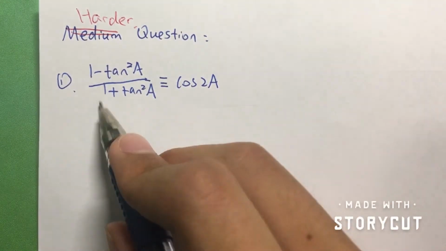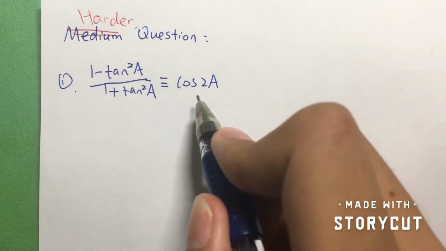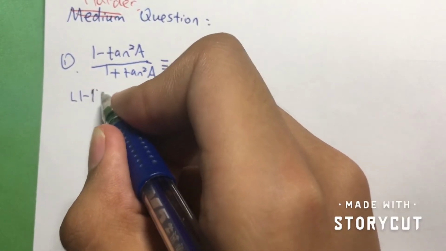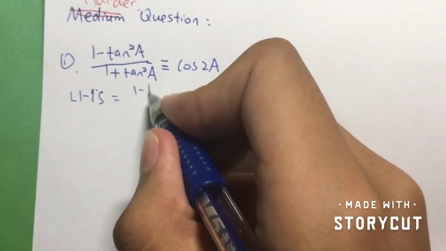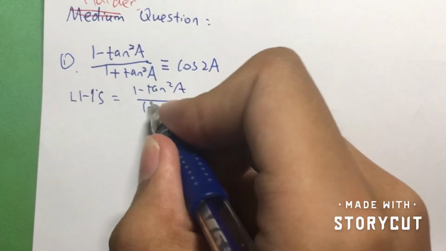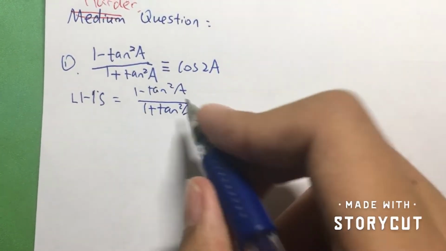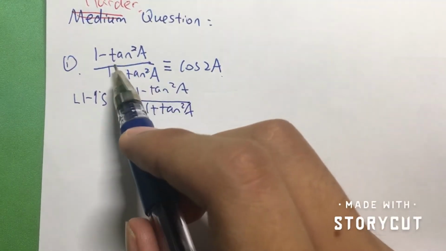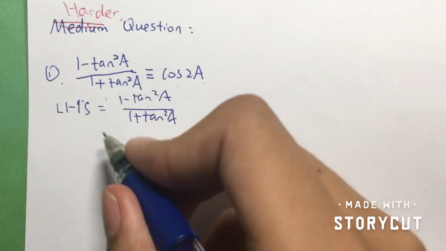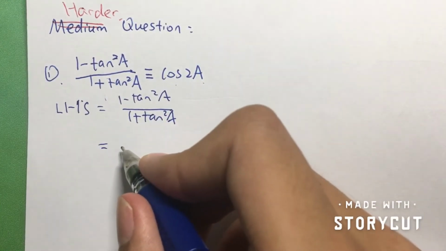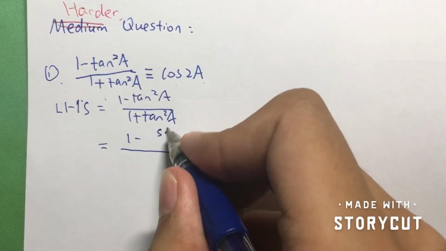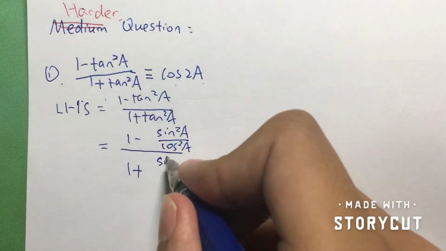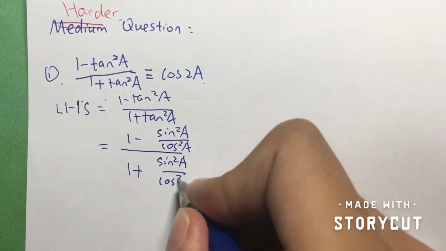1 minus tangent squared a over 1 plus tangent squared a is congruent to cosine 2a. The same thing, let's start from the left hand side, which is equal to 1 minus tangent squared a over 1 plus tangent squared a. Because here is cosine and here is tangent, our aim is to change tangent into cosine, which becomes 1 minus sine squared a over cosine squared a, and here 1 plus sine squared a over cosine squared a.